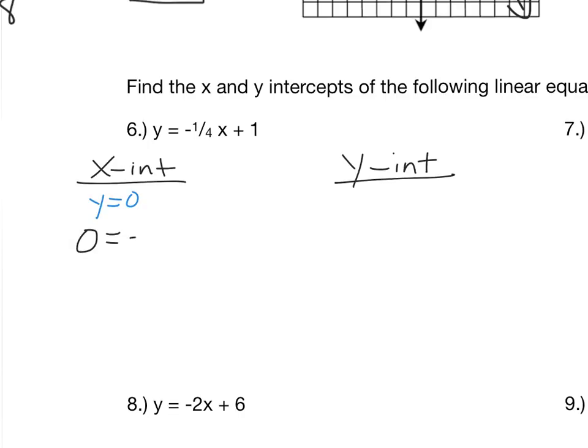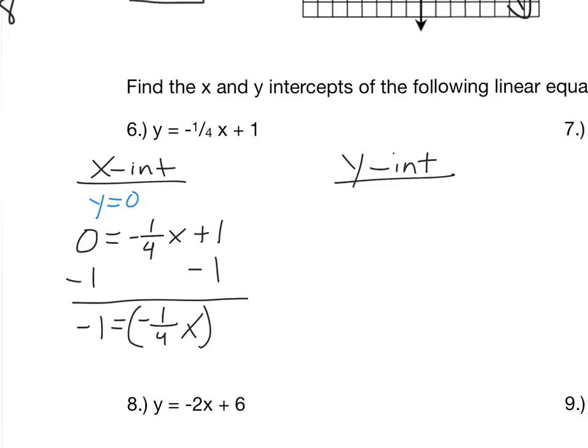So it would be 0 equals -1/4 x plus 1. And you solve this equation. Your first step is going to be to subtract 1 on both sides. We get -1 equals -1/4 x. And remember, how do we get rid of a fraction? We multiply by the reciprocal. What's the reciprocal of -1/4? It would be -4/1, or just -4.